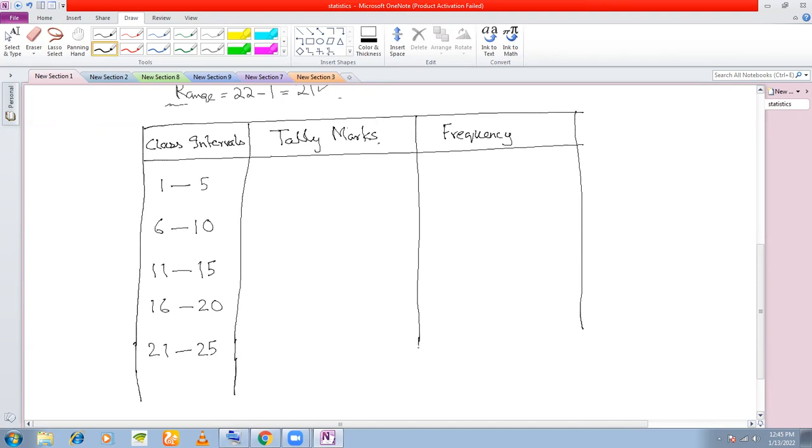At least 5 is good enough. 3 is very few. And you're going to draw a row for your totals here.